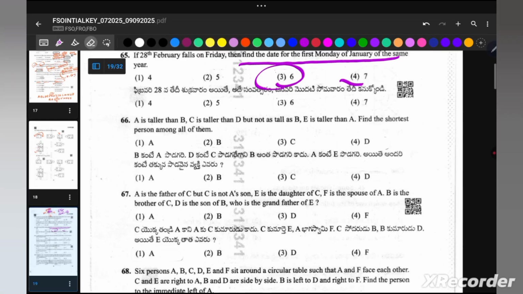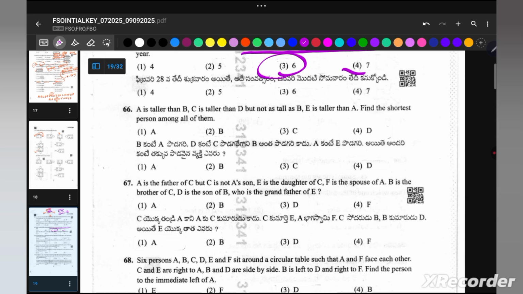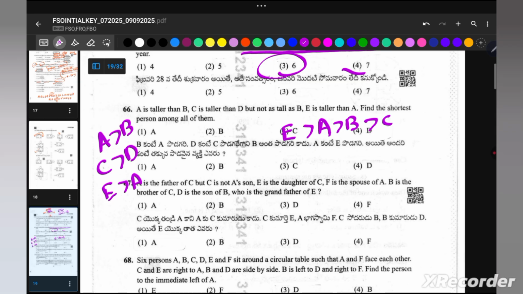This one is also a reasoning question. A is taller than B, C is taller than D. A is taller than B and C is taller than D, but not as tall as B. That means C is lesser than B again. So A is greater than B, and E is taller than A. That means E is the first one: E, A, B, C, D. Okay. Who is the shortest one? According to this one, D.